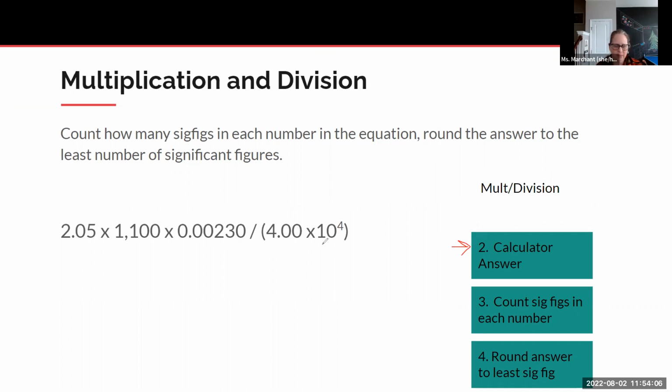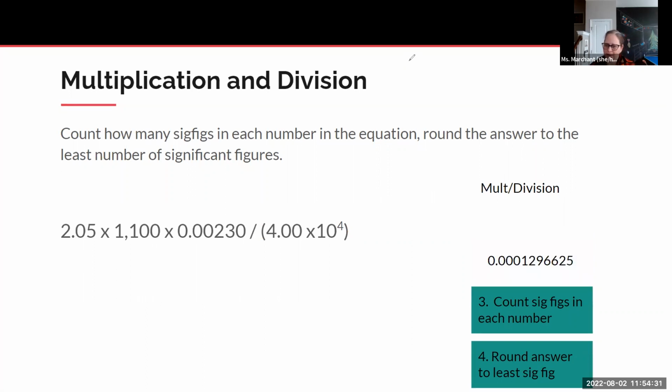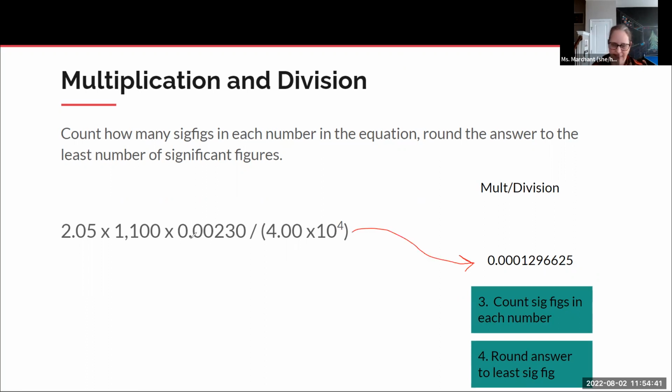So I'm going to plug all this into my calculator, 2.05 times 1100 times 0.00230 divided by 4.00 times 10 to the 4th. Notice this has parentheses. If it does not have parentheses when you write it, still put parentheses when you put it in the calculator or it's going to mess up your order of operations. So when I calculate my answer, I get 0.00012966625. You probably want to also calculate just to make sure you do know how to put it into your calculator so you don't make any silly mistakes on the quiz.